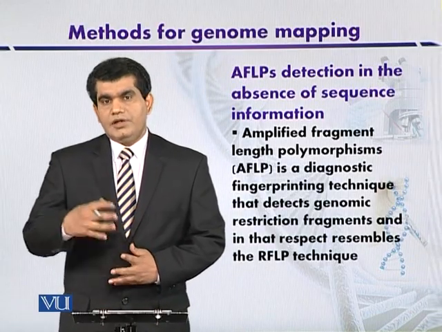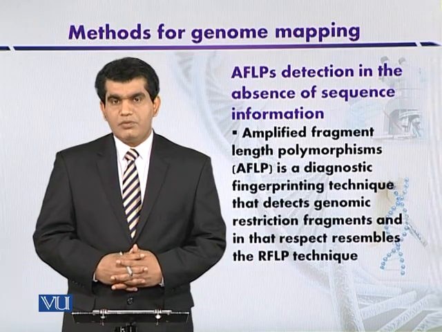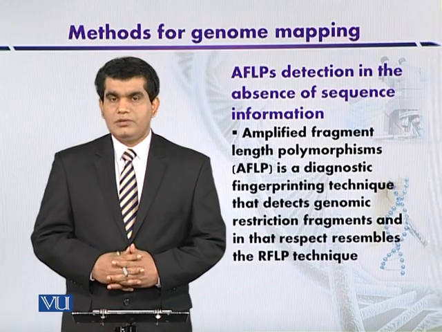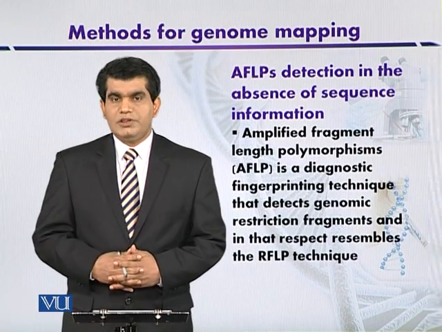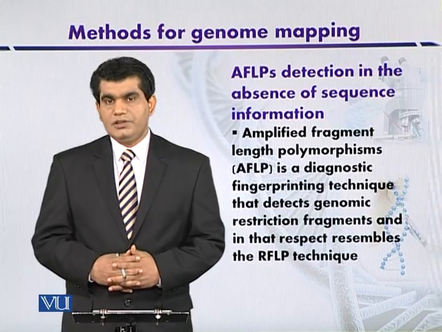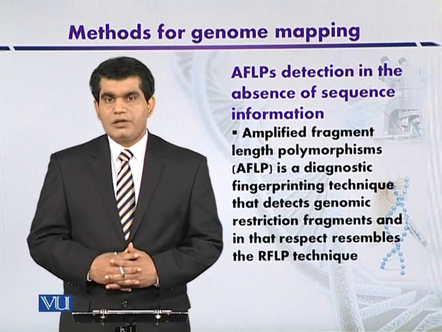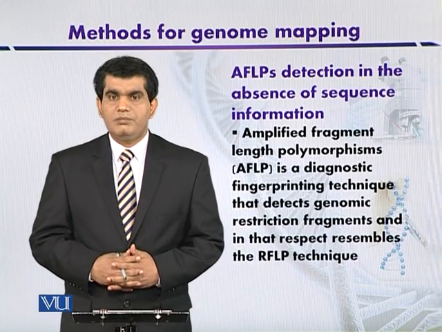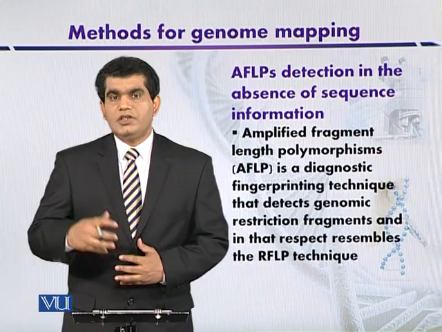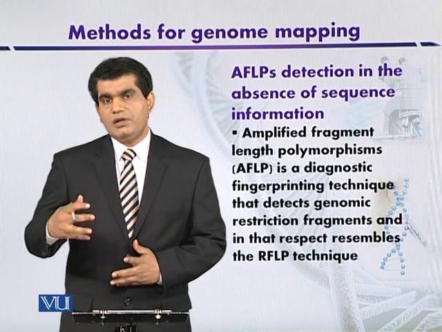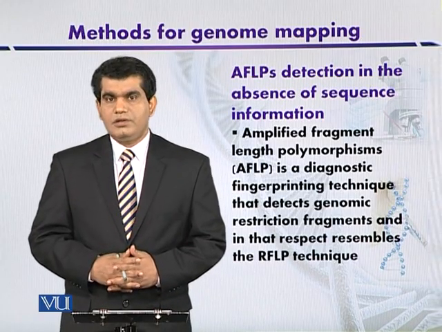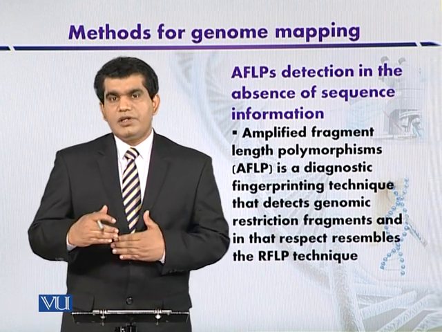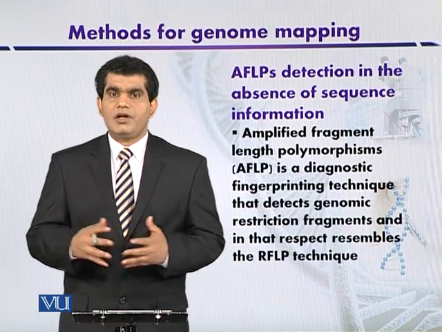AFLPs, detection in the absence of sequence information. Another technique that is valuable for the mapping of genomic DNA is AFLPs. You have the basic background of AFLPs, that is amplified fragment length polymorphism. It is also a type of DNA fingerprinting technique like the RFLP. Although they are working on the same pattern, there are also differences.